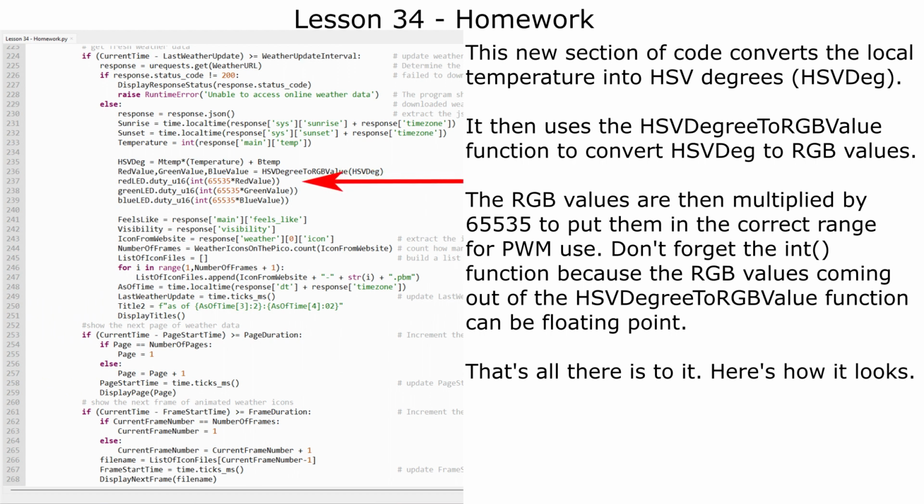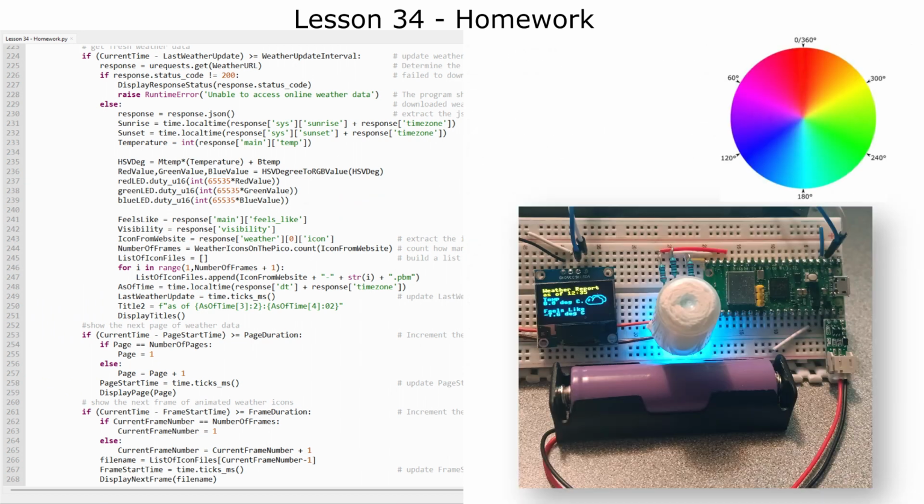The RGB values are then multiplied by 65,535 to put them in the correct range for PWM use. Don't forget to apply the int function though, because the RGB values coming out of the HSV degree to RGB value function can be floating point. That's all there is to it. Here's how it looks.